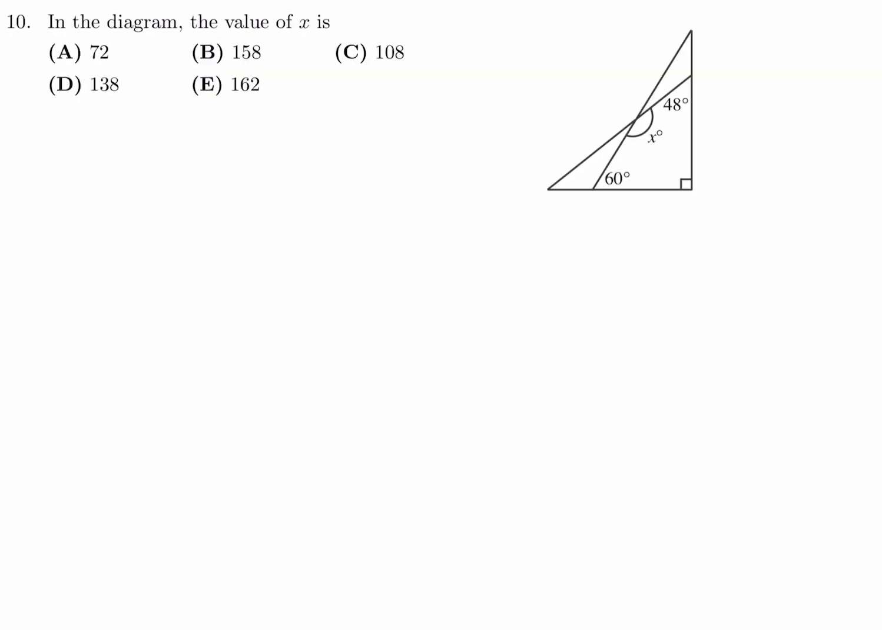In the diagram, the value of x is... Well, this is 48, this is 90, that's what that symbol means. So this is going to be 180 minus 48 minus 90, since the sum of the angles of a triangle add up to 180. And if you do that, you get 42. So I'll put 42 right in here.